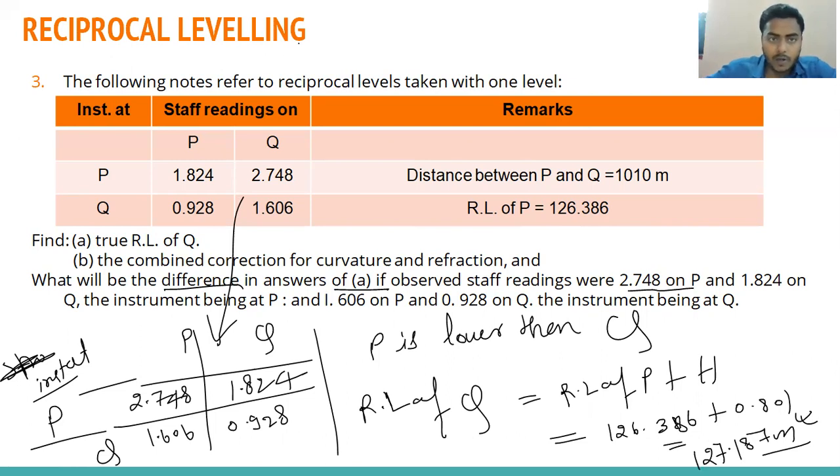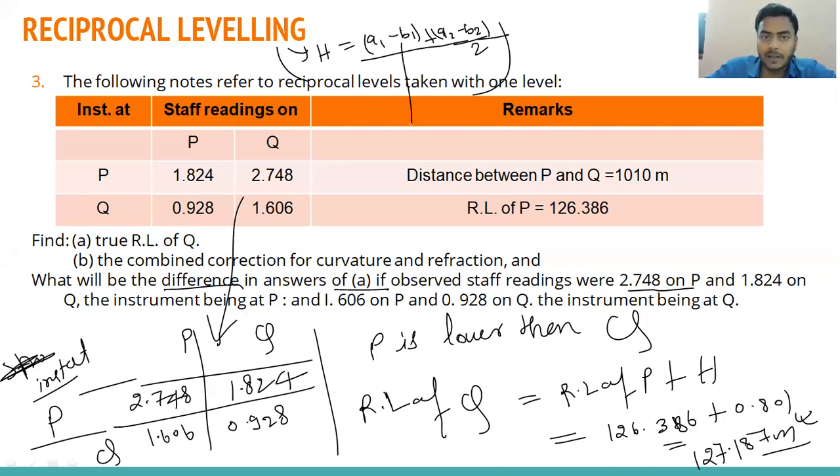So in this reciprocal leveling, only one formula you have to remember: H is equal to A1 minus B1 plus A2 minus B2, divided by 2. Where A1 B1 are the readings of the staff at A and B when the instrument is kept at A, and A2 B2 are the readings of the leveling staff at A and B when the instrument is kept at B.